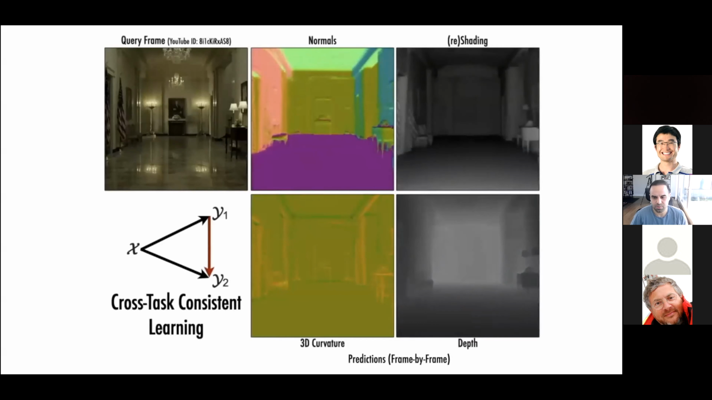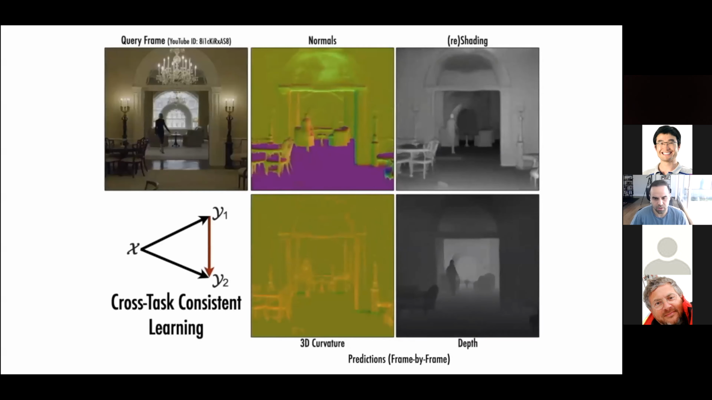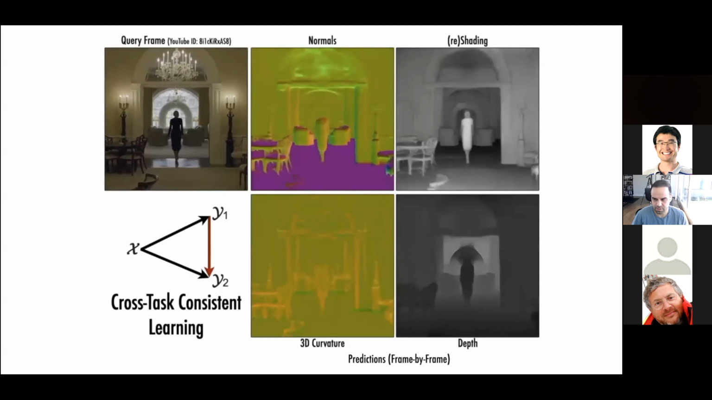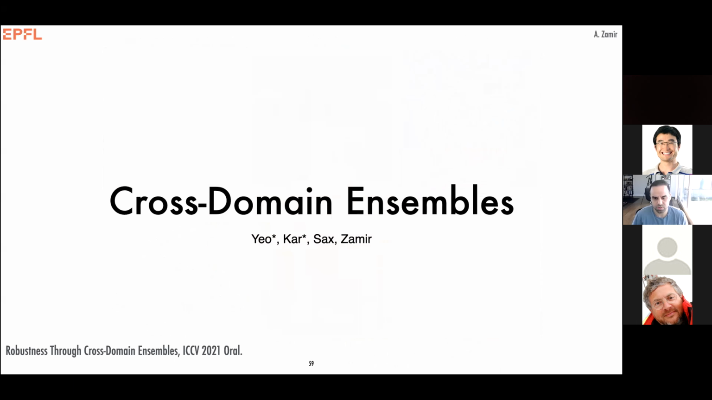And again, go to the website and run the live demo. This also has a live demo at consistency.epfl.ch. And in this ICCV, we also turned this into a more robust version of this cross-domain ensembles.